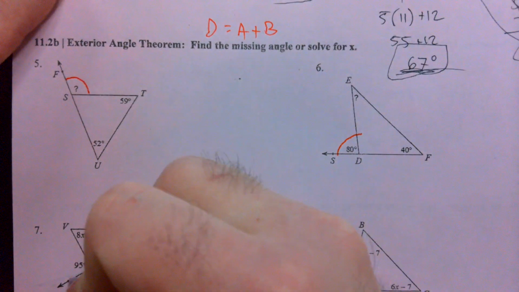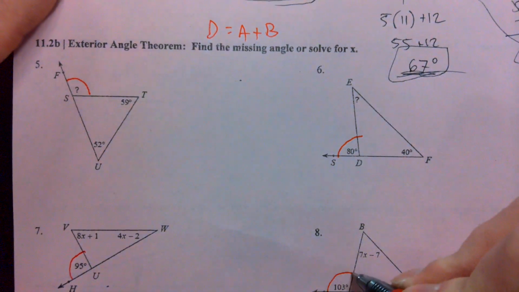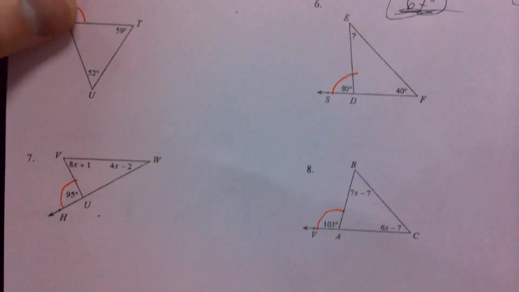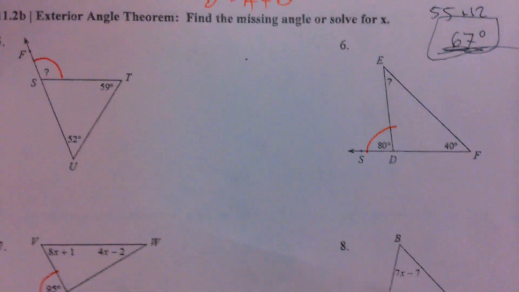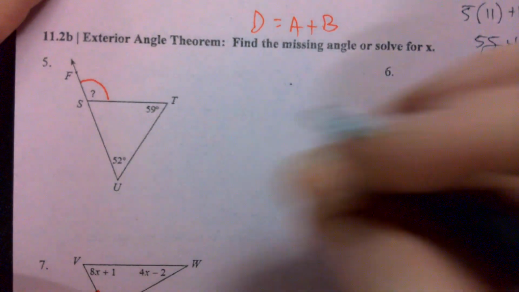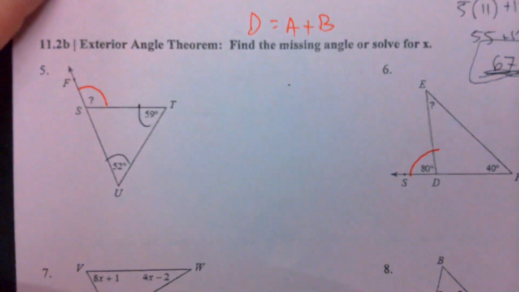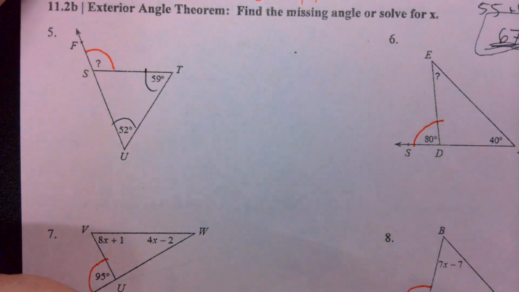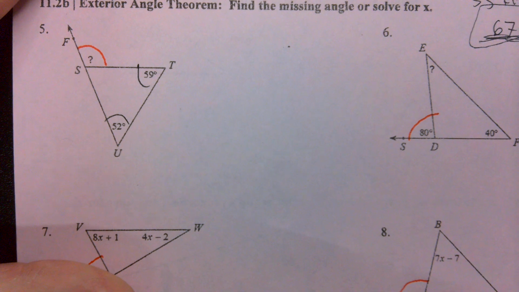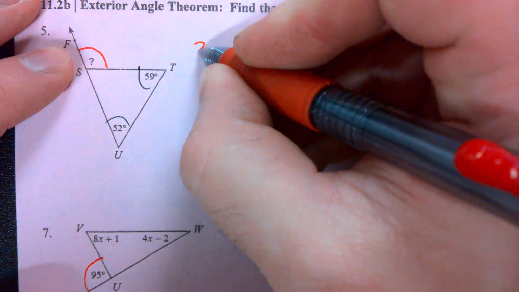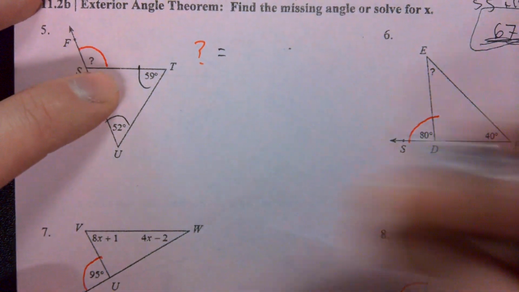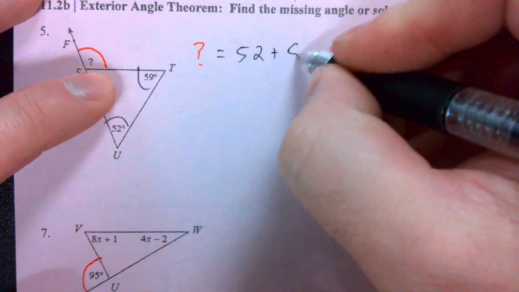I'm going to mark all of them right now. All those in red are my exterior angles on the outside of my triangle. So that's my angle D. That means that A and B are the two angles I see on the inside of my triangle. So for number 5, D is unknown. I'm going to call it question mark, equals A plus B, 52 plus 59.